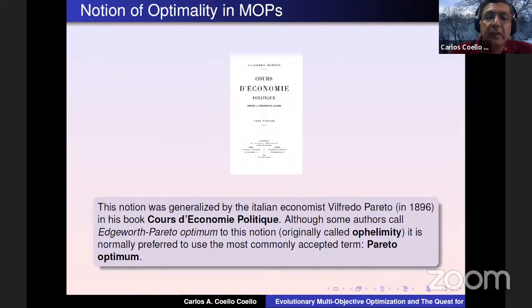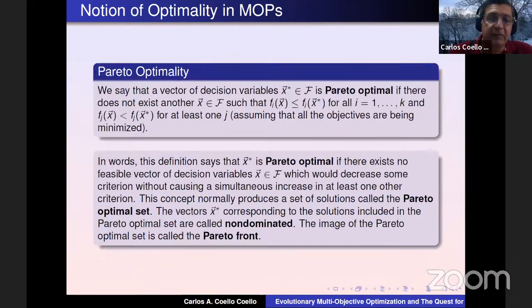In his book from 1896 called Cours d'économie politique, which was published in French, he used the term ophelimity. And over the years, the term started to be called Pareto-Edgeworth optimum, and finally Pareto optimum. It's not very common today that people use Edgeworth's last name, although it's a bit unfair because Edgeworth was the original guy who proposed the definition.